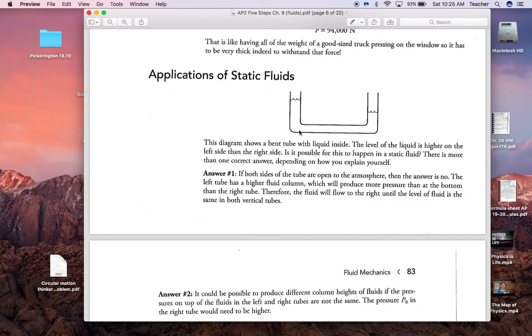So therefore, that would mean at this depth at the bottom, the pressure would be the same caused by this liquid and by this liquid. If that's true, which liquid do you think would have a greater density?